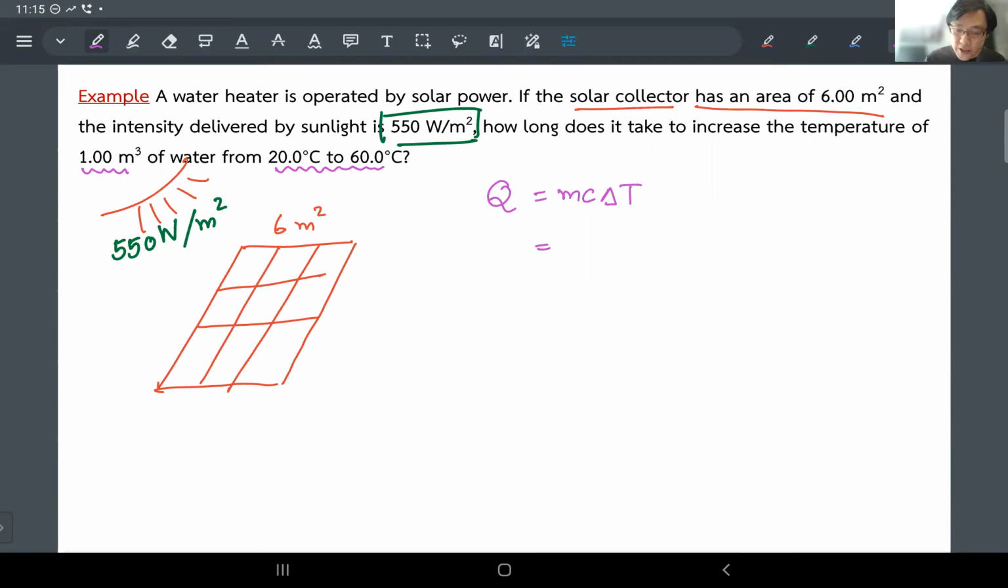There's an answer here. 1 ton. Very good. So it's a ton of water. That's 1 cubic meter of water. That's kind of heavy, right? So it's 1,000 kilograms. Very good. Thank you. All right. So now we know the mass. We know the specific heat of water.